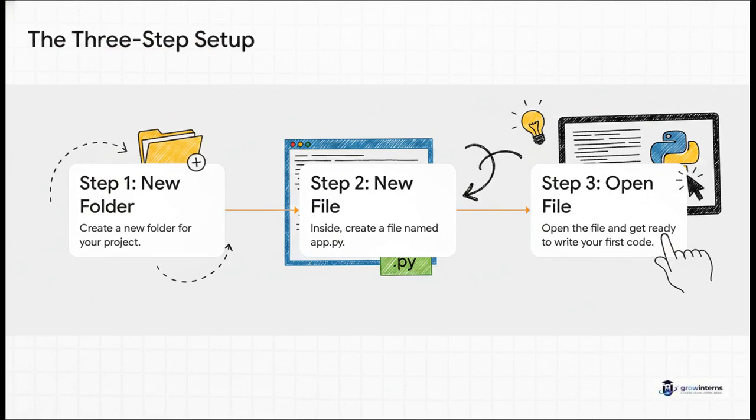Now, listen up, because this part's key. Name it with a .py extension, something like app.py. That little .py tells your computer, hey, this isn't just a text file, it's a Python program ready to go. And boom, just like that, you're all set to write some code.